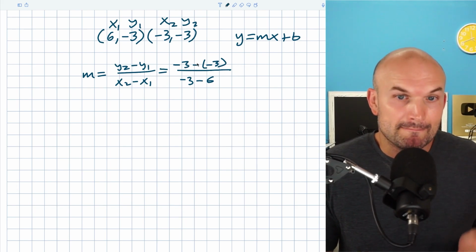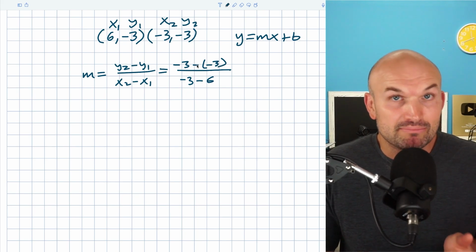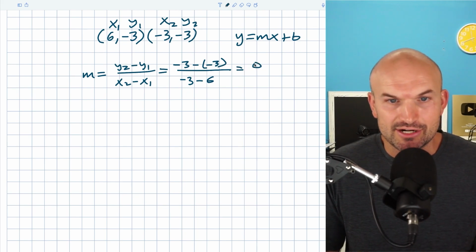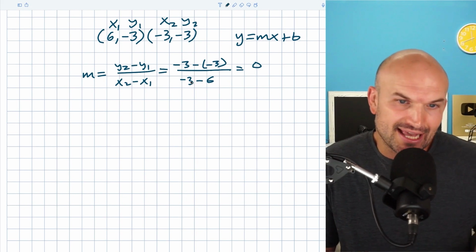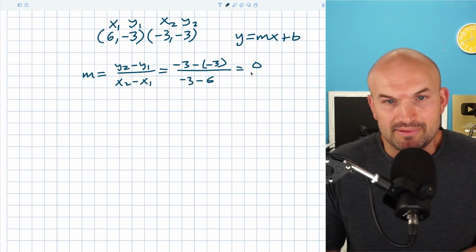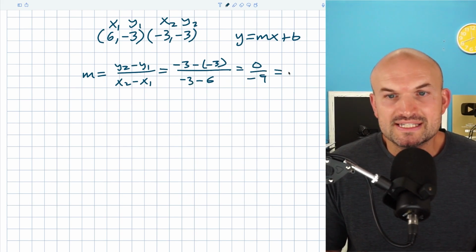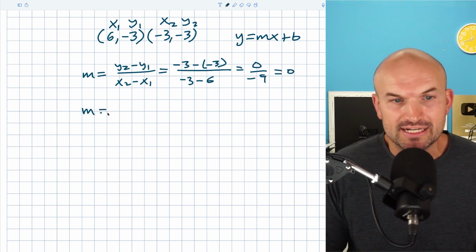So a -3 minus a -3, right? It's really plus a 3. Well, that's just going to equal a 0. So it doesn't really matter what's in the denominator. But again, if you owe me $3 and you borrow 6, that's going to be a -9. But again, your slope is still going to be 0. So therefore, m is going to equal 0.